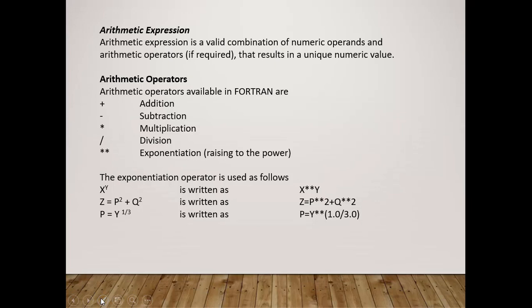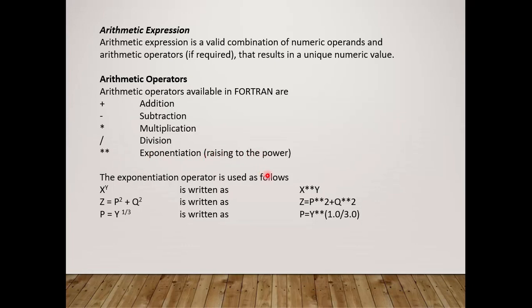So, arithmetic expression. It is a valid combination of numeric operands and arithmetic operators if required, and that will result in a unique numeric value. So what are the arithmetic operators available in Fortran? These are plus for addition, minus for subtraction, star for multiplication, slash for division, and double star for exponentiation, raising to the power.